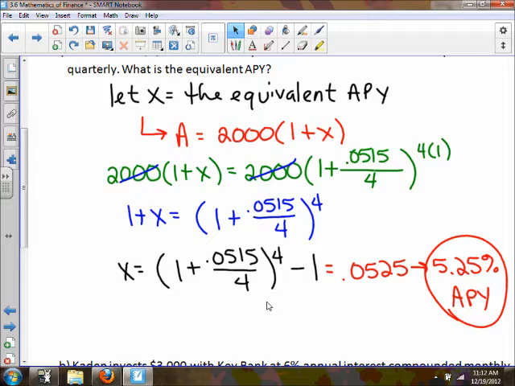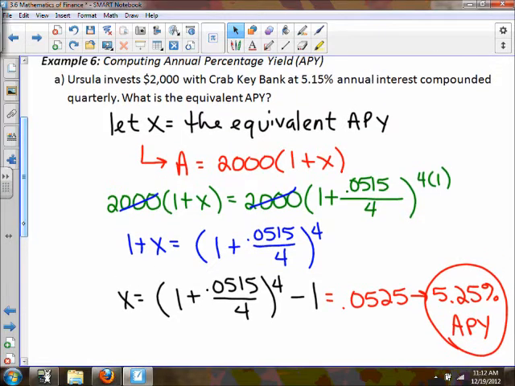APY. So what this is, an investment with 5.15% annual interest compounded quarterly is the same as an investment where you're compounded yearly at 5.25%. Does that make sense? That's just telling you the same thing. So we're trying to get everything on the same playing field. All the different compounded monthly, weekly, daily, whatever. If we can change it into an APY, we can all compare them at the same thing. You follow that? That's what we're trying to do here.